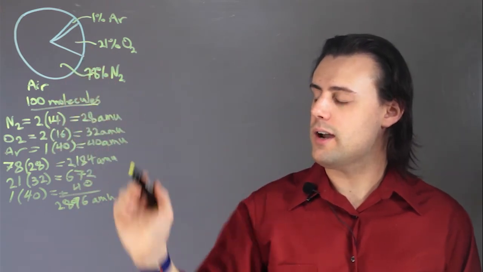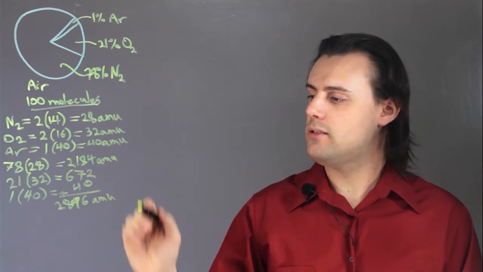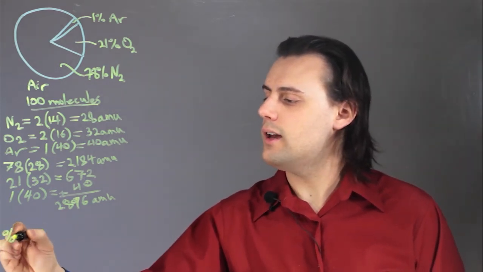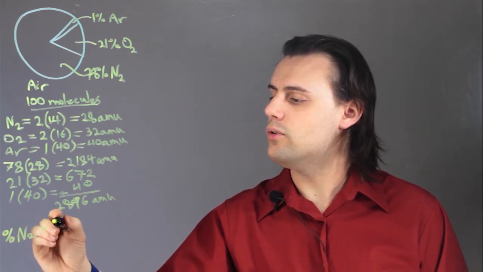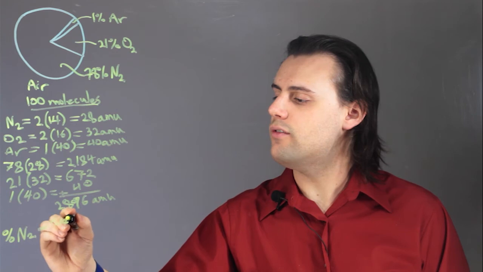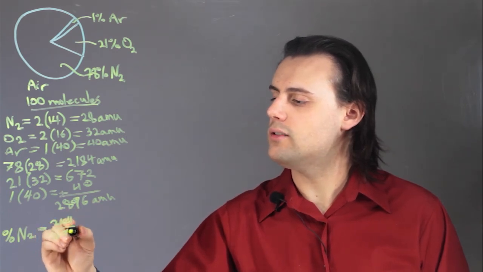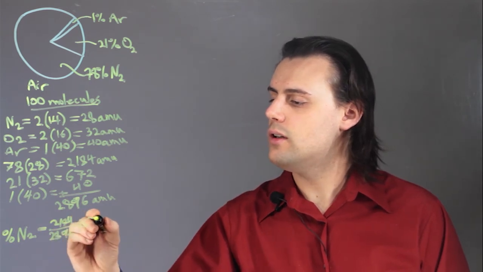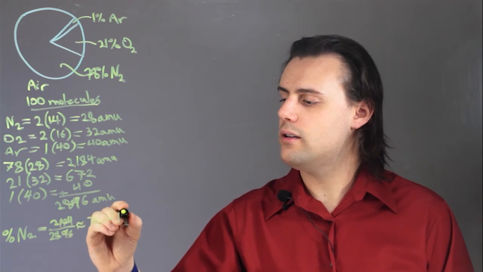So now that we have the total mass of the air and the masses of each respective element that composes the air, then we can find the percent by mass. So for nitrogen, percent nitrogen in terms of mass is going to be equal to 2,184 divided by 2,896, which is approximately equal to 75.41%.